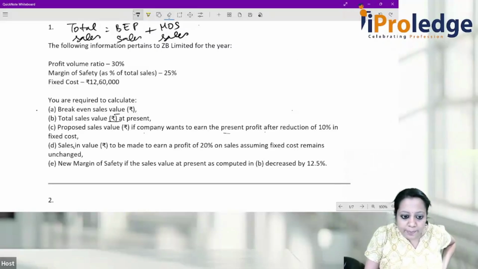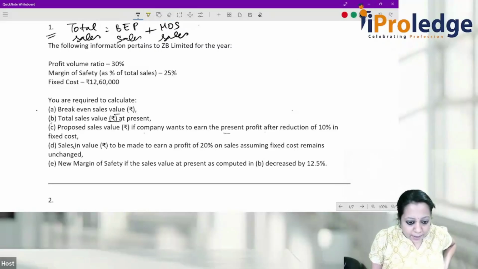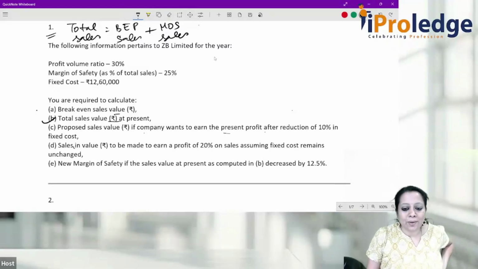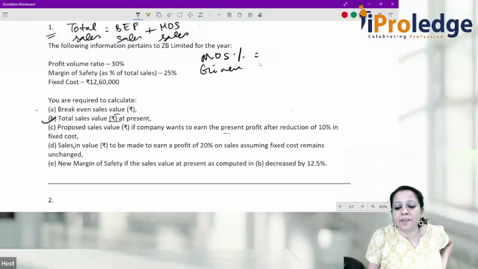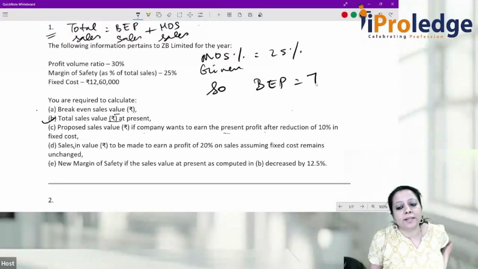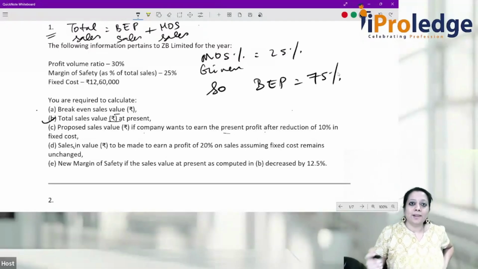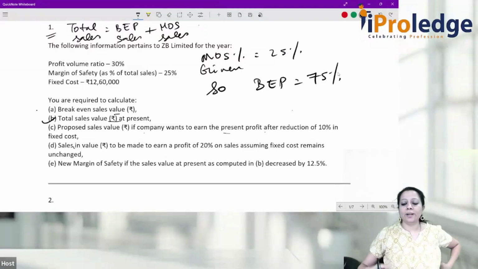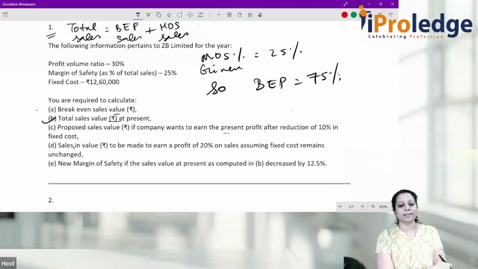Next is going to be, why did I talk about this sum? Total sales is equal to this sum. It's going to be total sales value we need. Now MOS percentage is given to be 25%. That means, can I say, BEP is equal to 75%? Margin of safety is over and above BEP. In other words, whatever I earn over and above BEP is MOS.